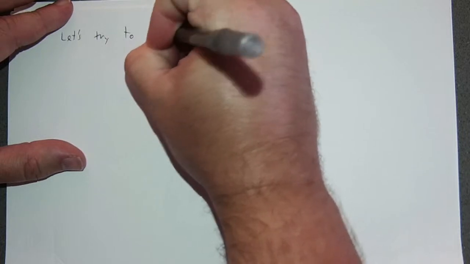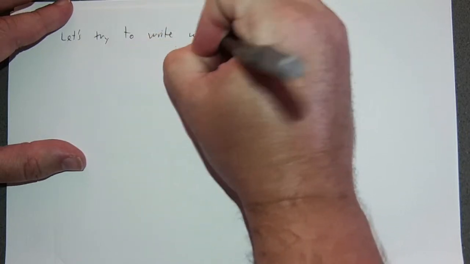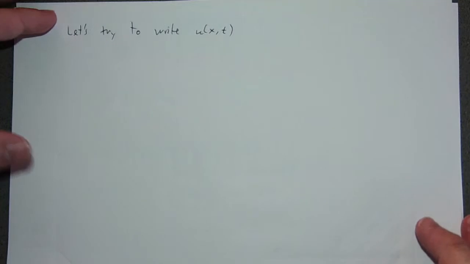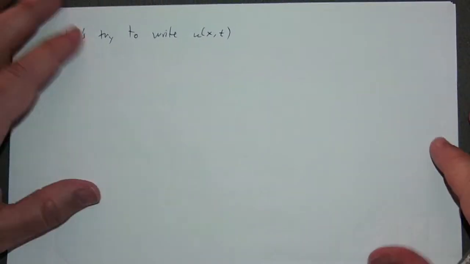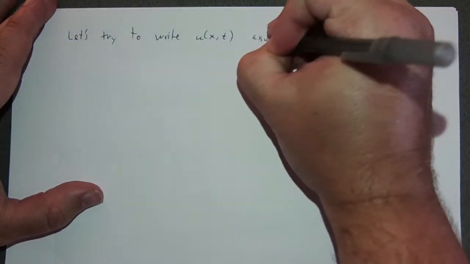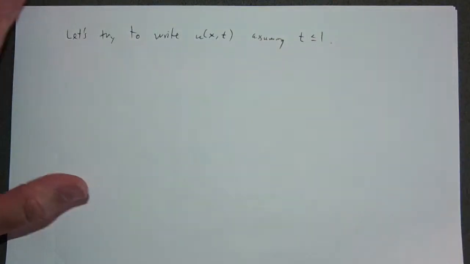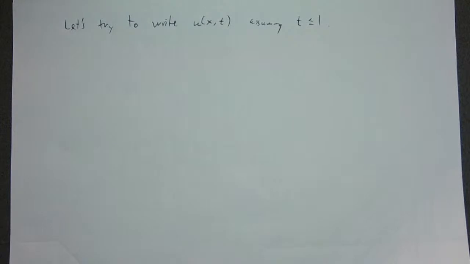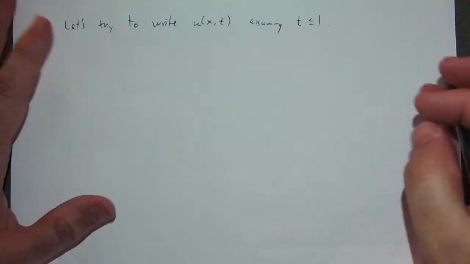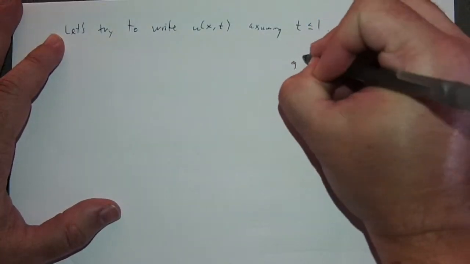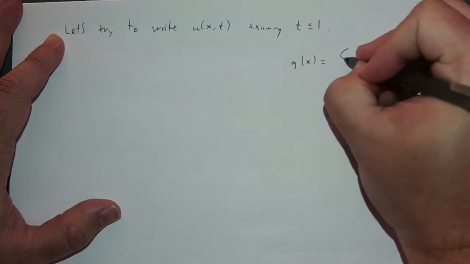Let's try to write out solution u, supposing, assuming t is less than or equal to 1. I should be able to do this directly from g, so let me just rewrite g.